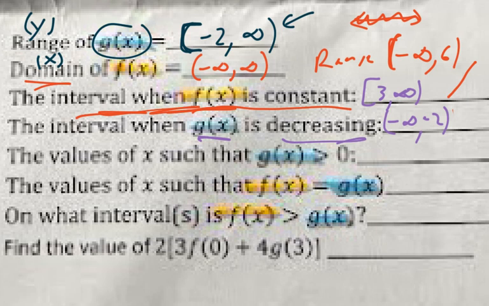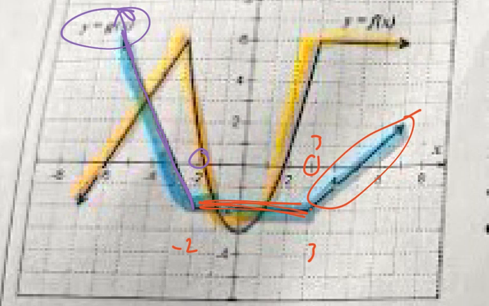Next question. The values of x such that g of x, now greater than 0 means where it's positive. So all you have to do is look above the x-axis. So g of x is a blue one again.